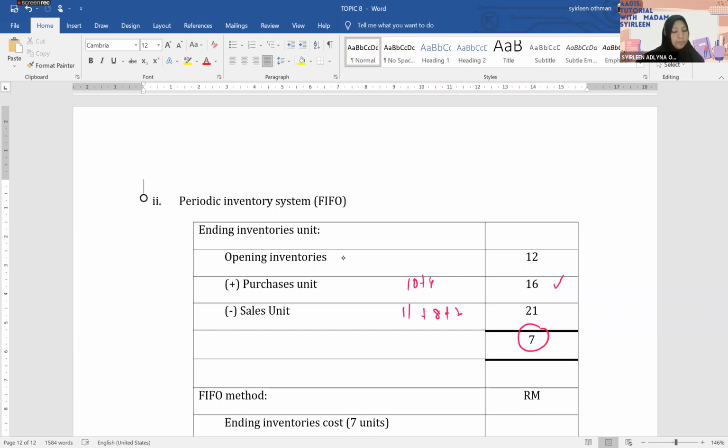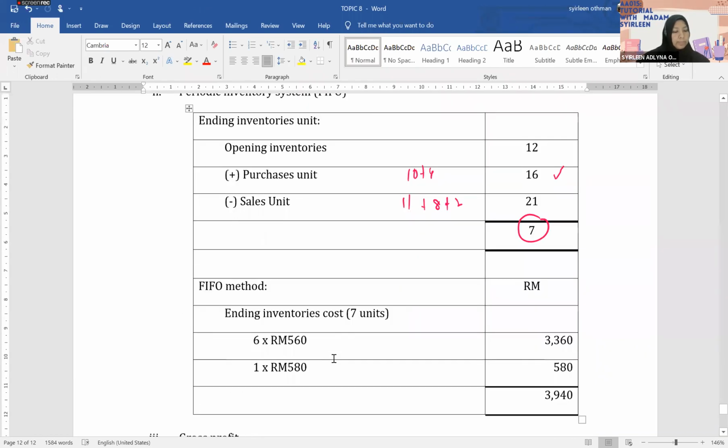Okay. So kalau kita guna FIFO, ending inventory unit is taken from below. So kita ada 6 taken from 560. Yang ni last batch of the inventory. Tak cukup lagi satu, ambil daripada purchase 4 hari bulan. Satu unit ni 580. Okay. So kita punya ending inventory ialah 3940. Okay, ada apa-apa nak tanya tak untuk soalan 2? Have anything to ask me? Soalan 2? Tak ada, clear?